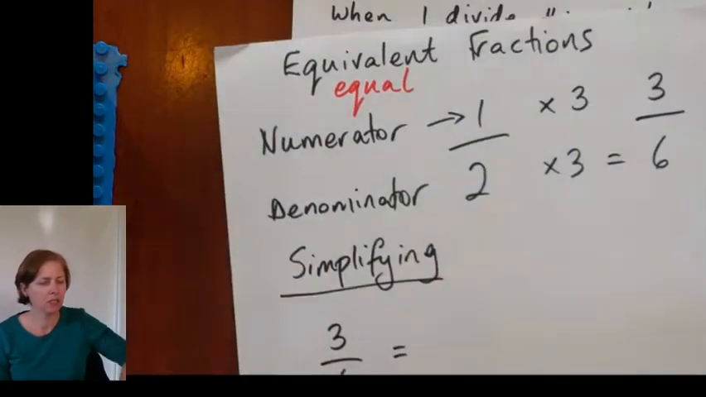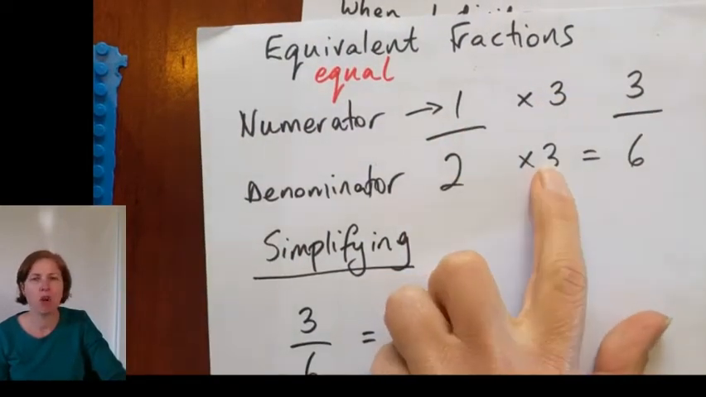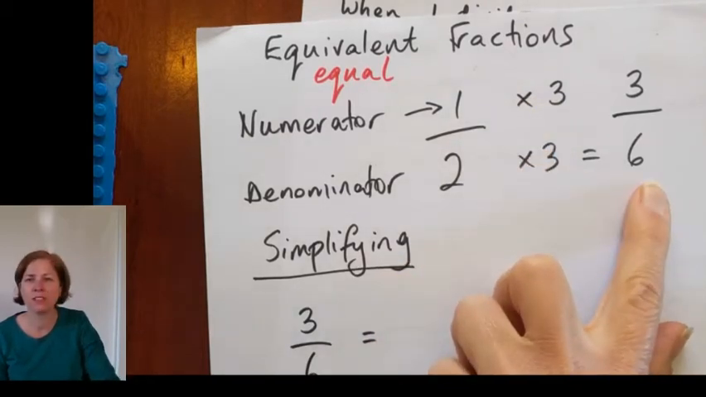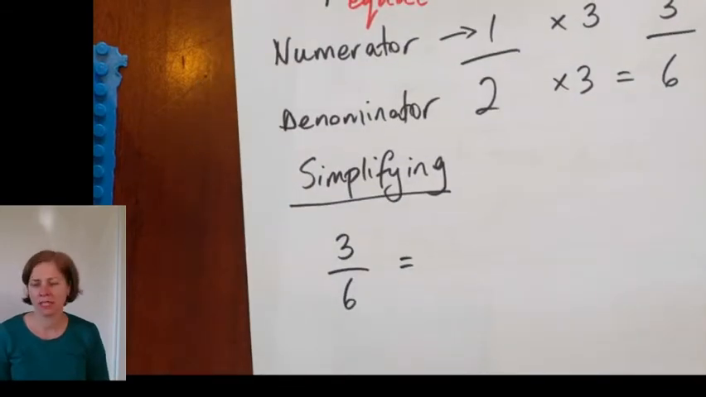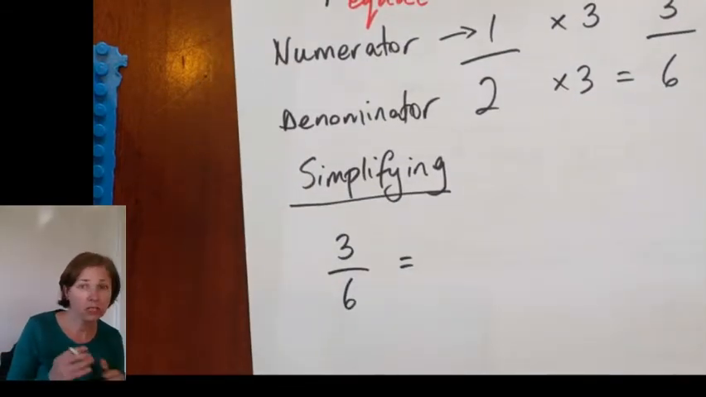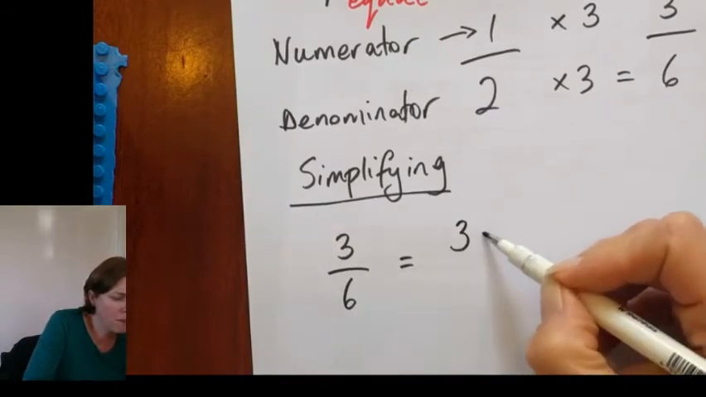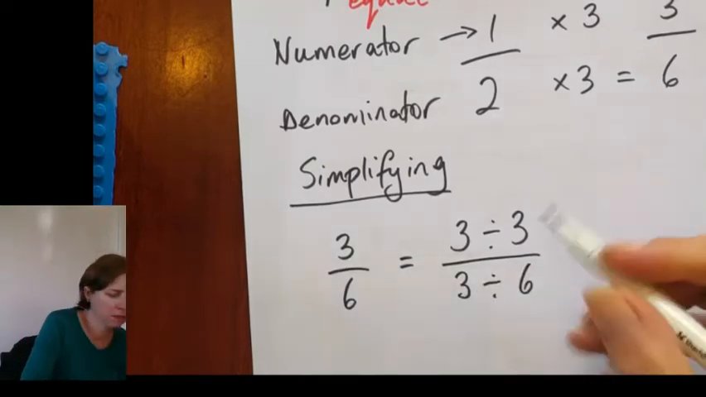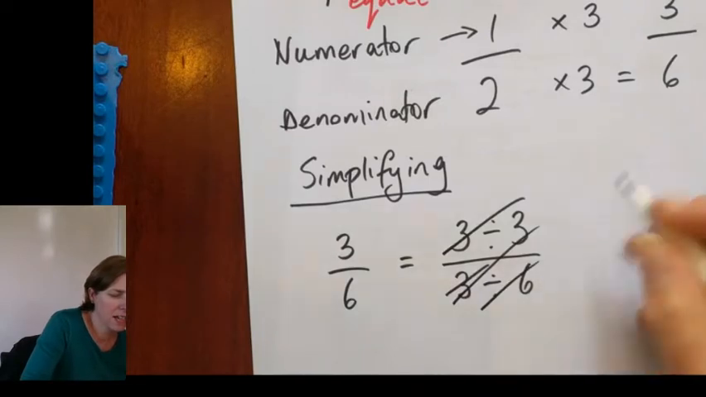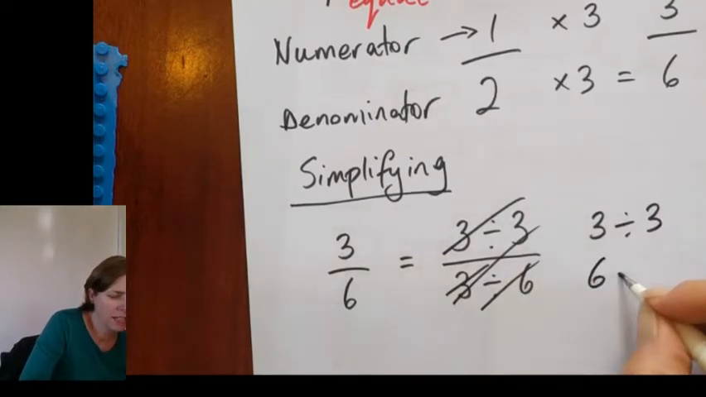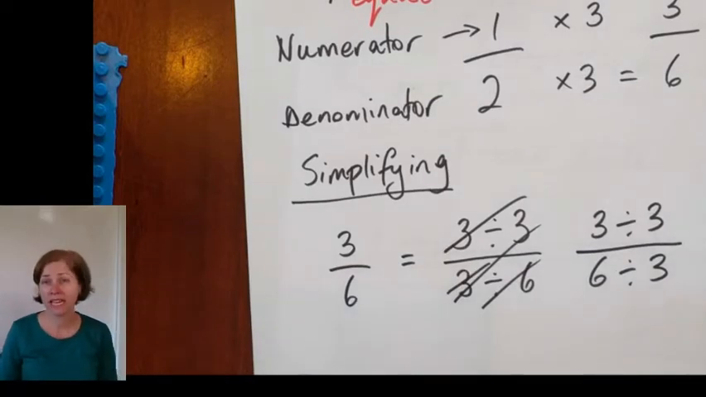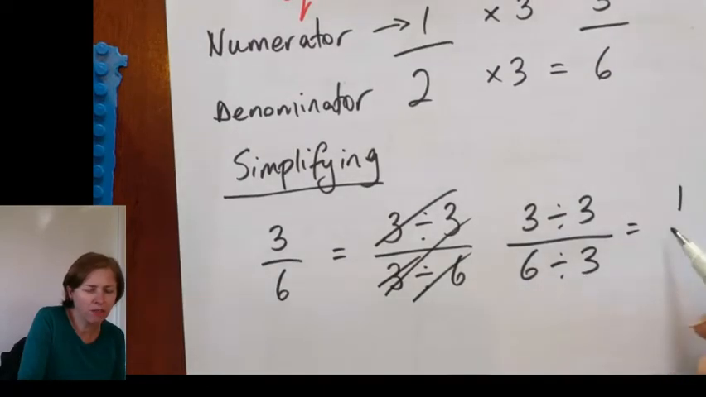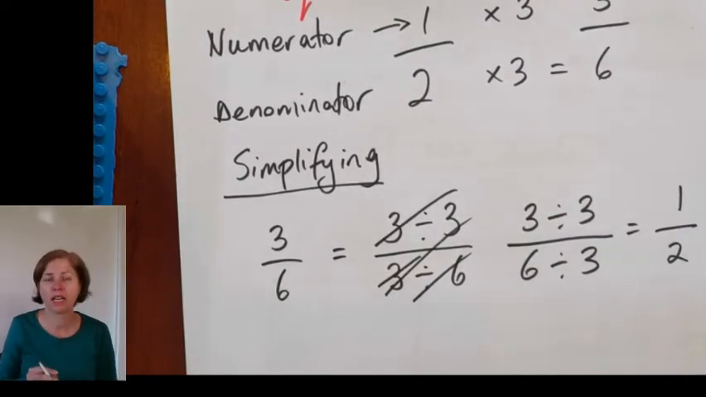So how do I know what is equal to 3/6? What I did up here was I timesed everything by 3, both in the numerator and in the denominator, to get my equivalent fraction. The opposite of timesing is dividing. So what I'm going to do is divide the numerator and the denominator by 3. 3 divided by 3 gives me 1. 6 divided by 3 gives me 2. I'm back where I started.